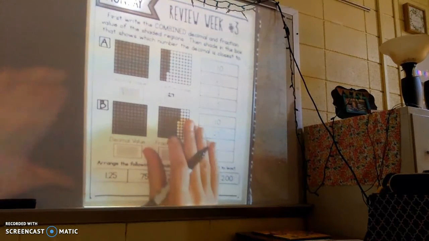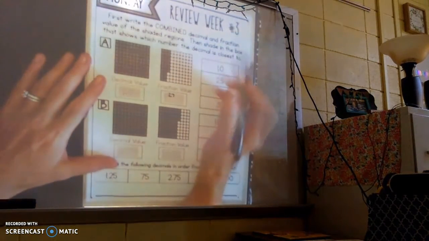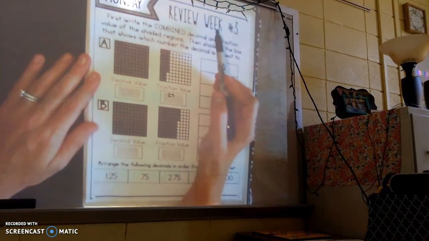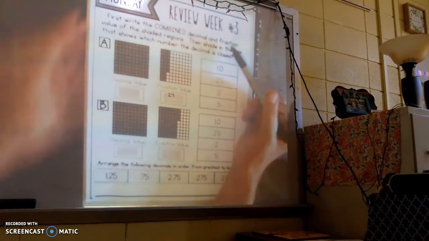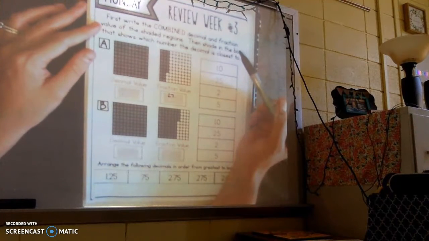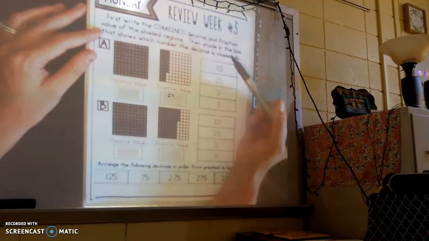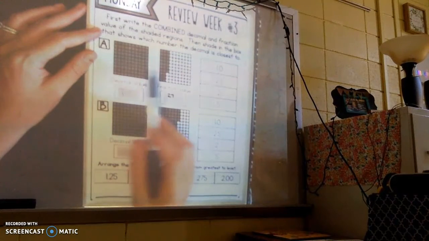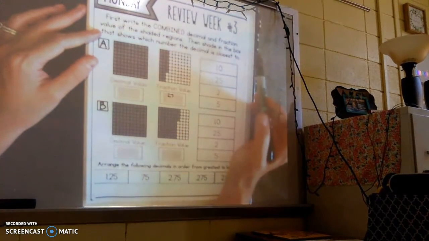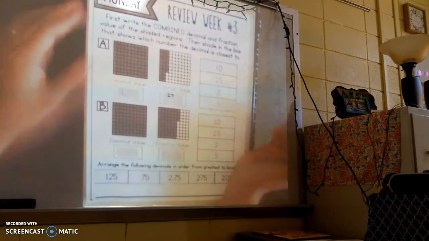We're working on today's daily math for Monday of review week 3. So everyone's doing this online today. My directions tell me to first write the combined decimal and fraction value of the shaded region. So we're going to be looking at both of these together here. And then we're going to shade in this box over here that's closest.